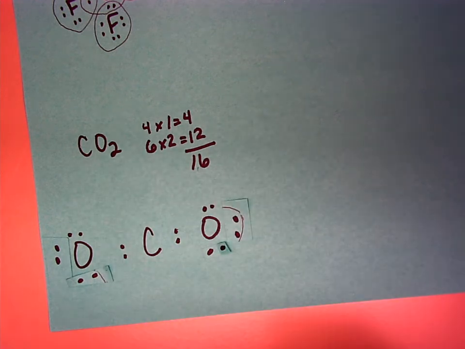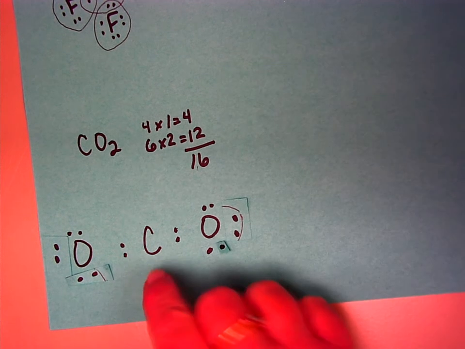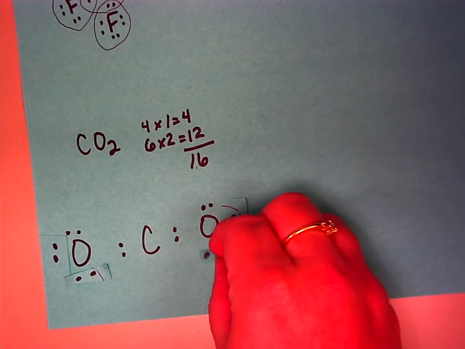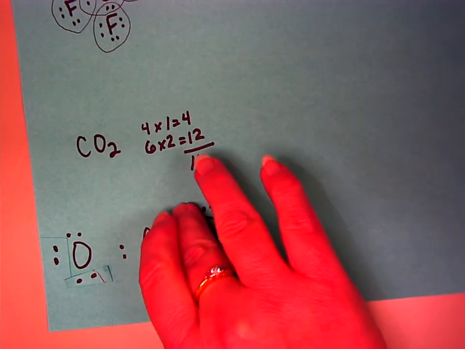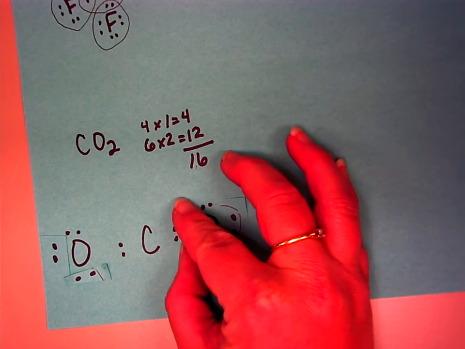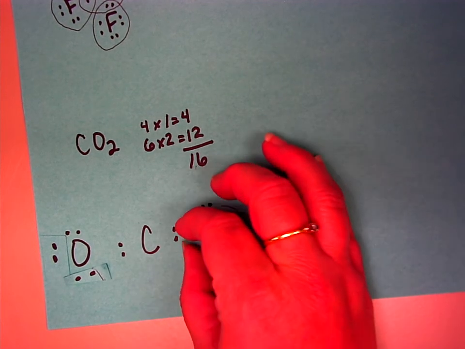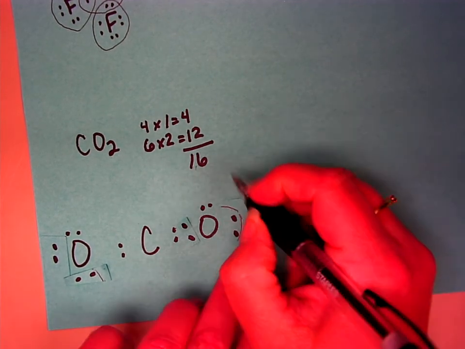So what we're actually going to do is this. Carbon wants 8. What if we moved these two, instead of belonging just to oxygen, what if we put them here so they belong to oxygen and carbon?